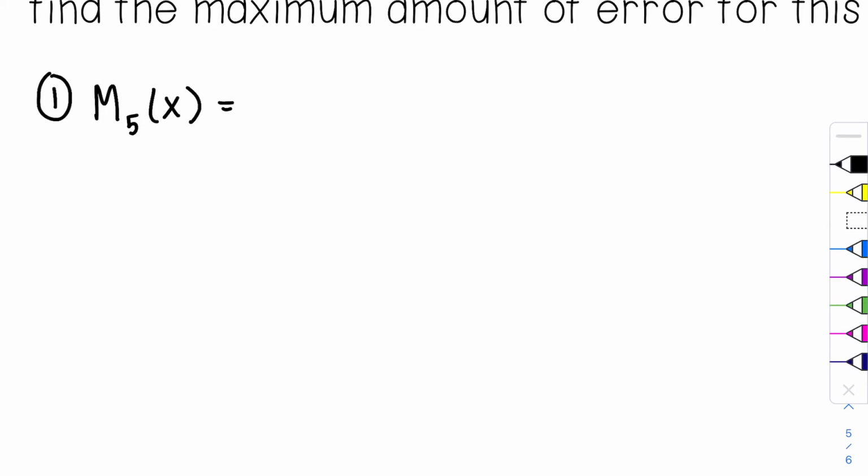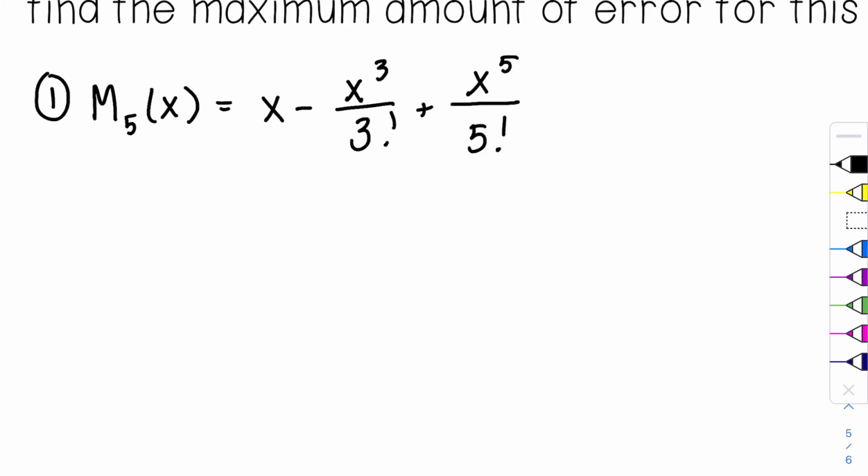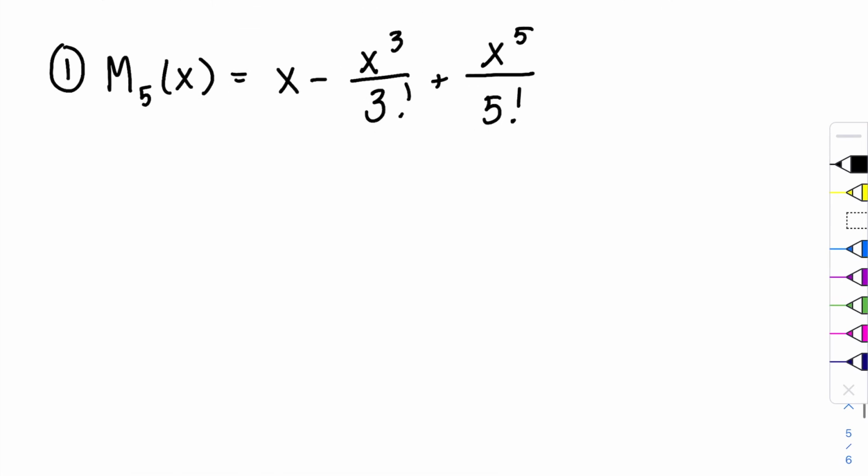So for sine of x, that's equal to x minus x cubed over 3 factorial, plus x to the 5th over 5 factorial. Okay, so sine of 1, to approximate that, that's about M5 of 1.